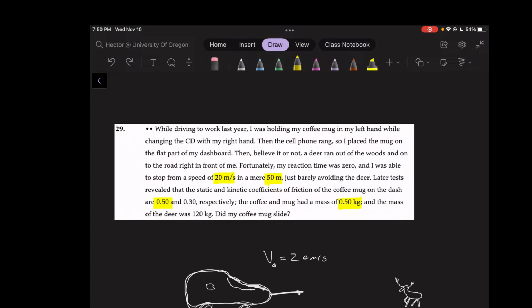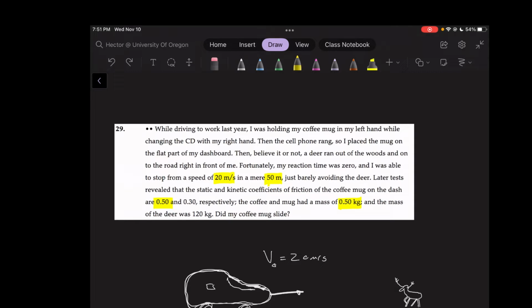I'm going to go over question 29. While driving to work last year, I was holding my coffee mug in my left hand while changing the CD with my right hand. Then the cell phone rang, so I placed the mug on the flat part of my dashboard. Then, believe it or not, a deer ran out of the woods and onto the road right in front of me. Fortunately, my reaction time was 0, and I was able to stop from a speed of 20 meters a second in a mere 50 meters, just barely avoiding the deer.